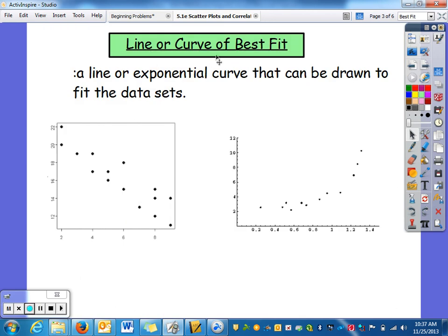Alright, so the line or curve of best fit. You have done the line of fit probably in the past, but we're also doing a curve. A line or exponential curve can be drawn to fit the data set. So when the points kind of make a line, this is the line of best fit. There's a line, which should be straight, that you can draw through most of the data set that is really close. Where this one is an exponential curve. Notice the points slowly go up. So this one would actually look like an exponential graph that we did in Unit 4.